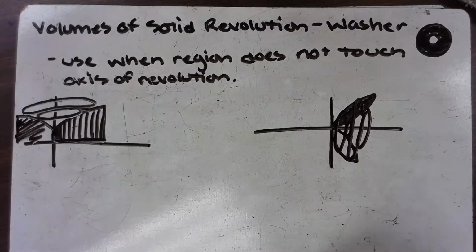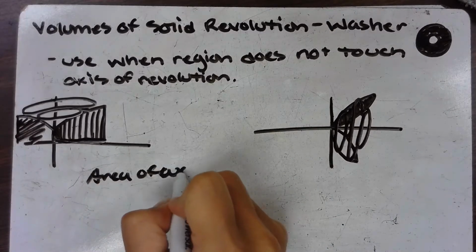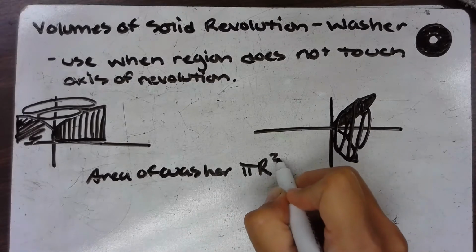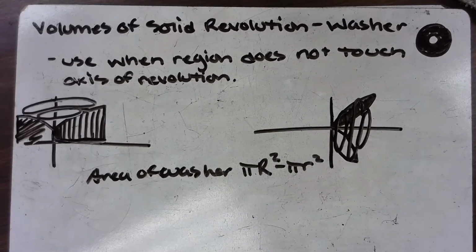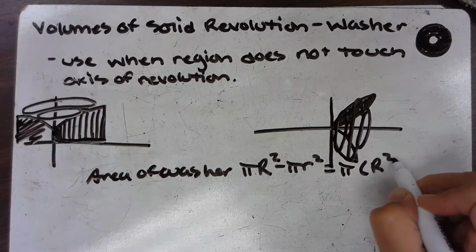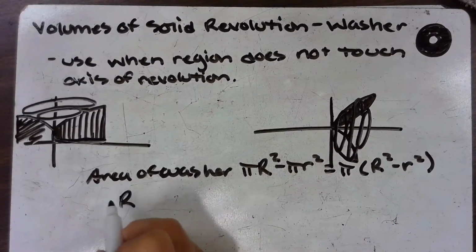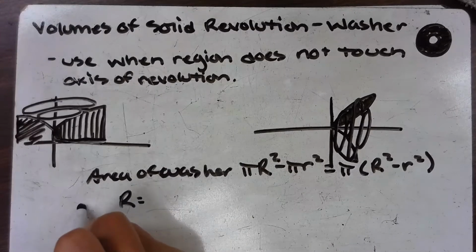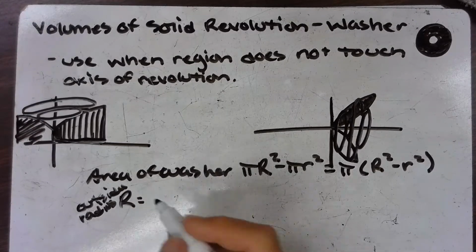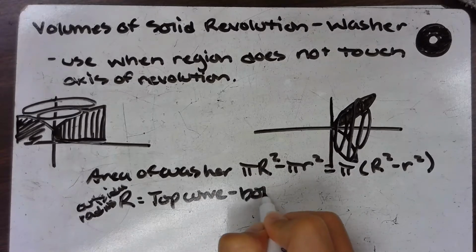Okay, so the area of a washer would be pi, I'm going to say big R squared minus pi little r squared. Okay, and so if I factor out the pi, it's just big R squared minus little r squared. And what we mean by big R is the outside radius. Okay, and it's like the top curve minus the bottom curve.